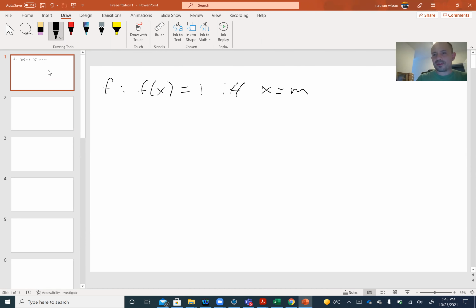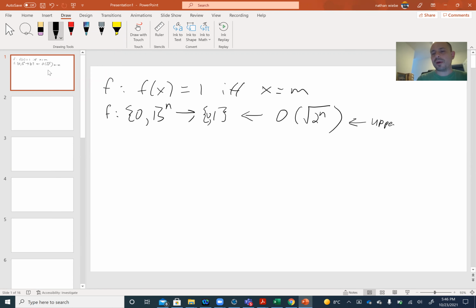We saw that if we view this function as going from {0,1}^n to {0,1}, then the number of times that we needed to query this oracle to solve this using amplitude amplification was O(square root of 2^n). Basically, what this means is it's an upper bound on the scaling, up to constants, etc.